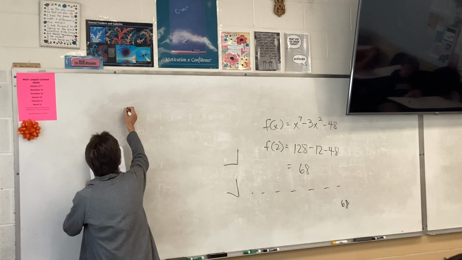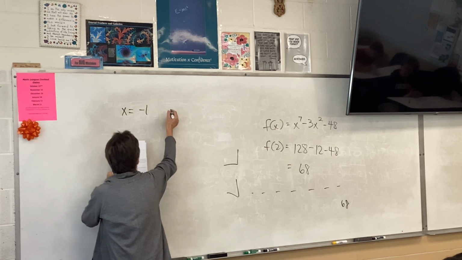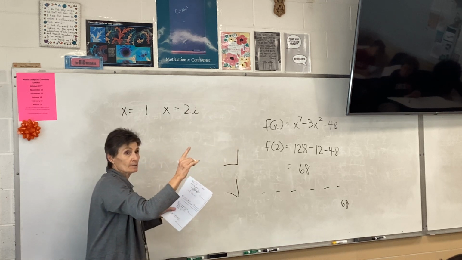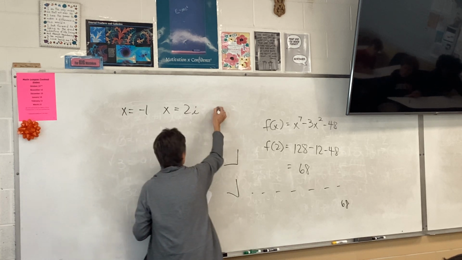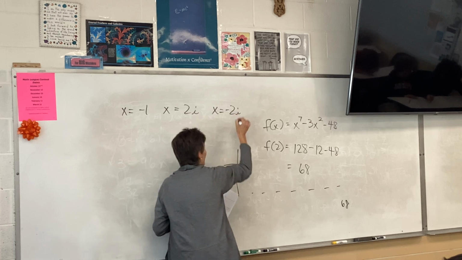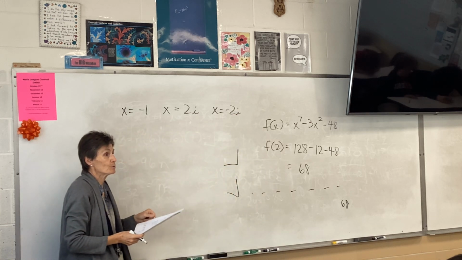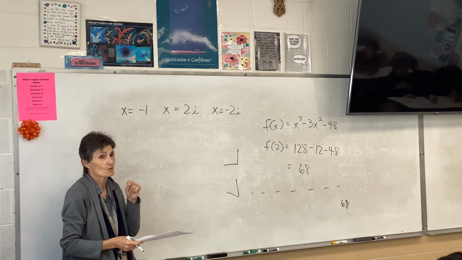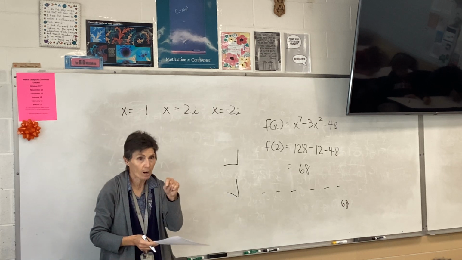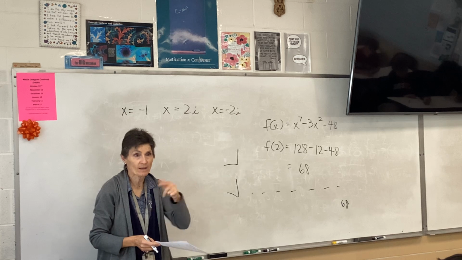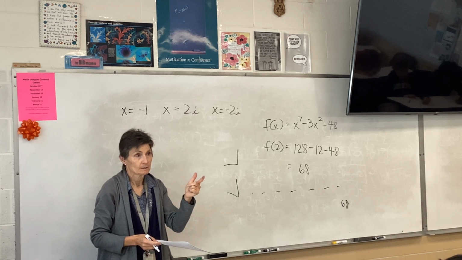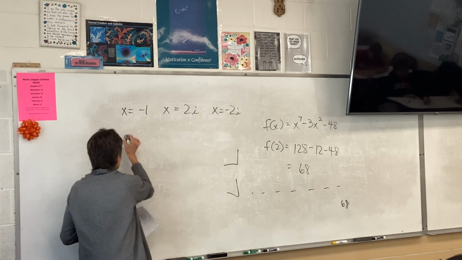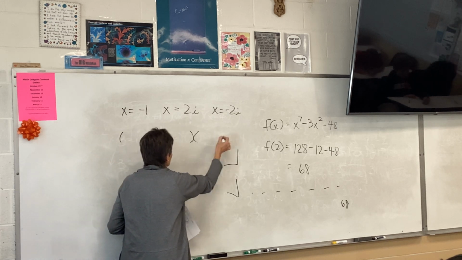Okay, so I have roots of -1, 2i, and -2i. Remember, imaginary or complex roots always come in pairs. So you're never going to have 2i without -2i. They always come together. Build your factors, you guys.